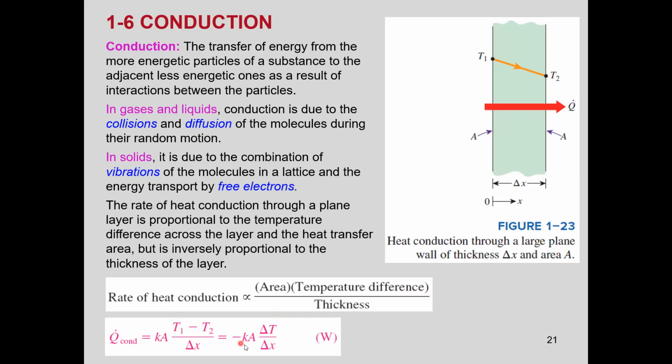I write this as minus K A delta T over delta X. Why do I have a minus sign here? Can you tell me with your microphone or in the chat? Anyone? Here there is no minus. Here there is a minus. Why?